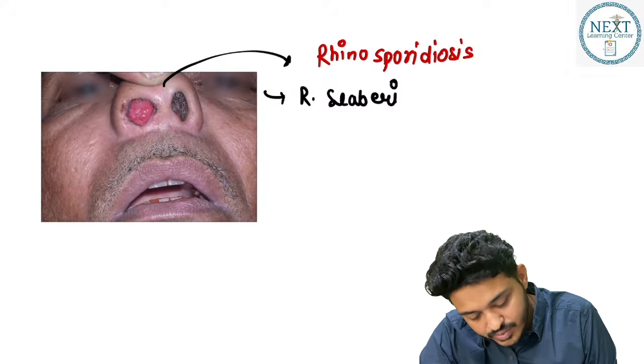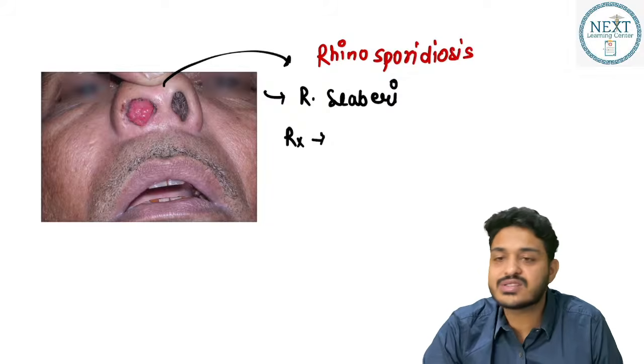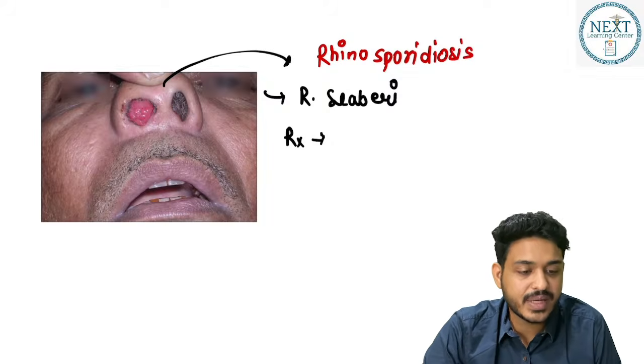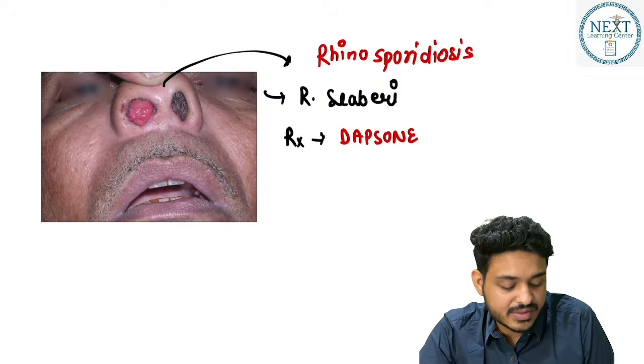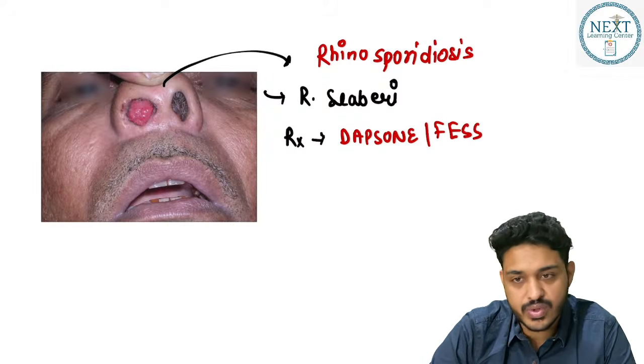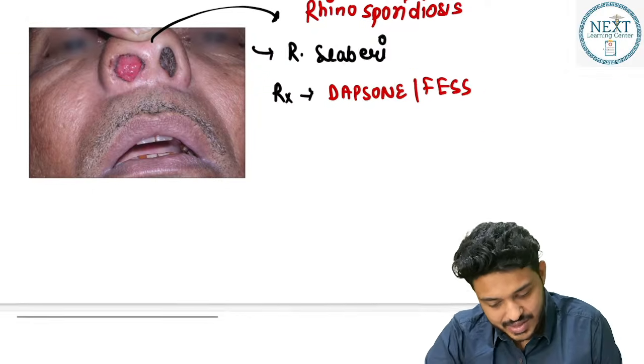What treatment would you like to do in this particular case, and what drug can you use? What did we read? Dapsone we can give this patient, and the treatment is what? Functional endoscopic sinus surgery we can go for, right? We can go for surgery first.